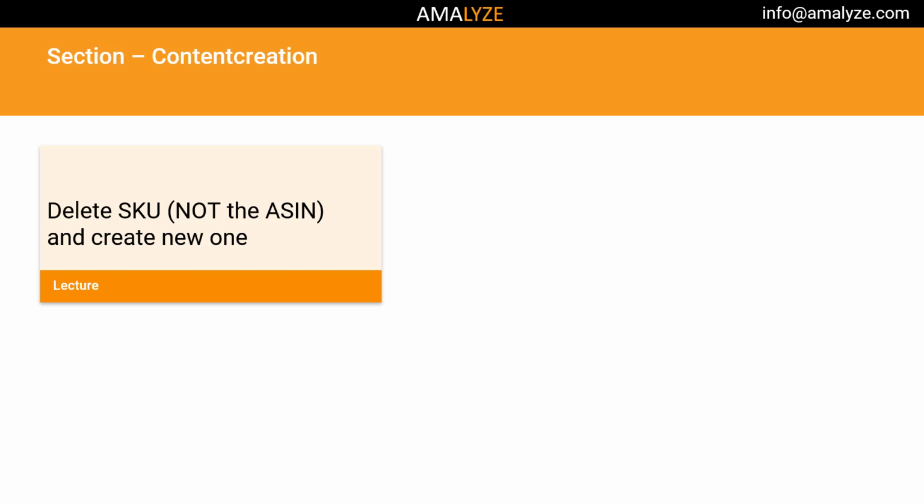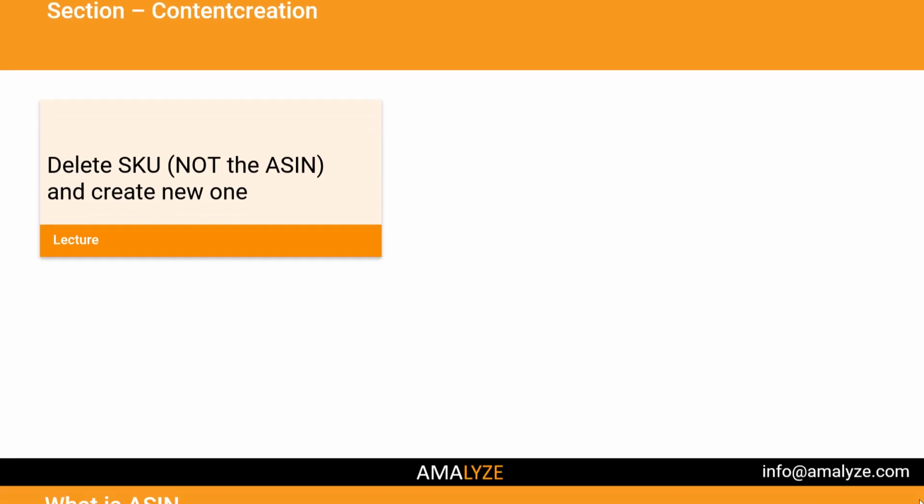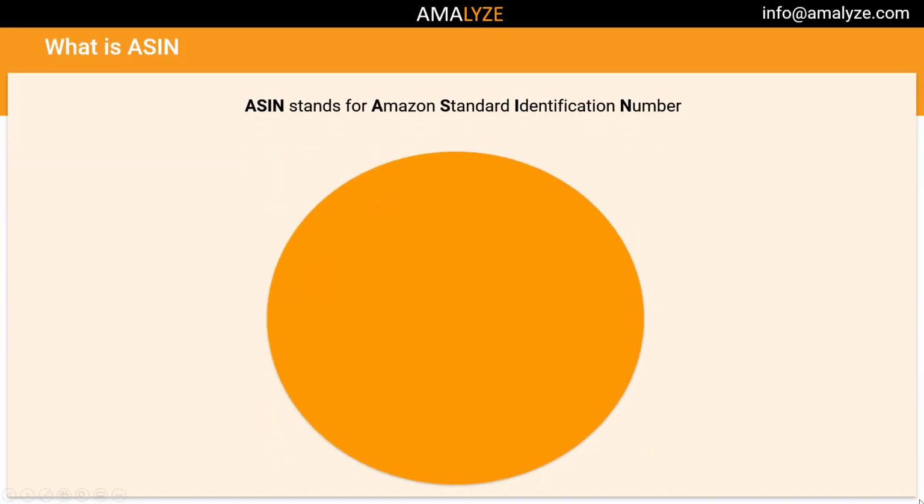We want to talk about deleting the SKU, not the ASIN, and creating a new one. And we want to start with the basics. ASIN stands for Amazon Standard Identification Number, and that means it's just a container. If you're creating a new product, you're setting up an SKU, and Amazon is setting up an ASIN for that SKU, okay? That container is built up by Amazon.